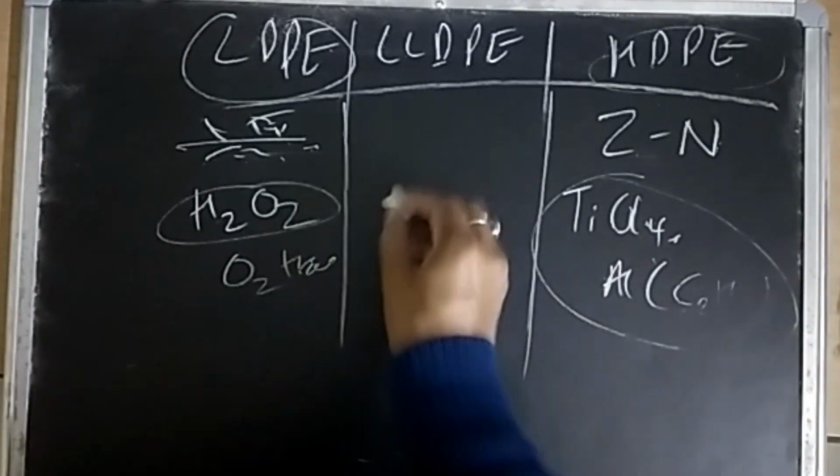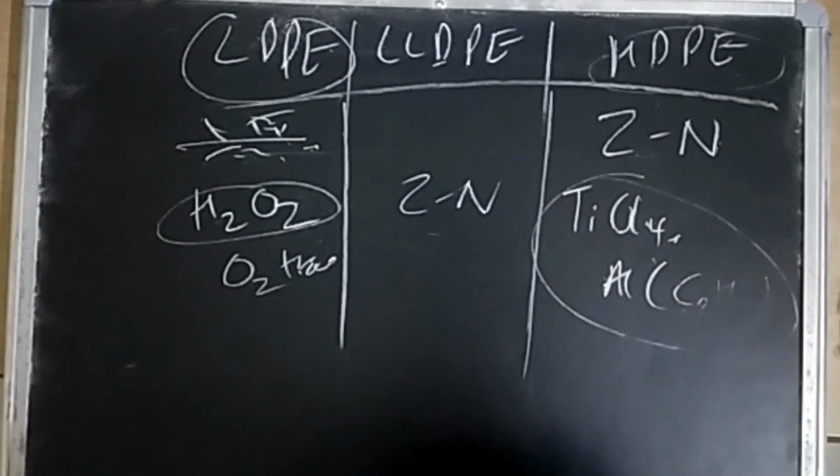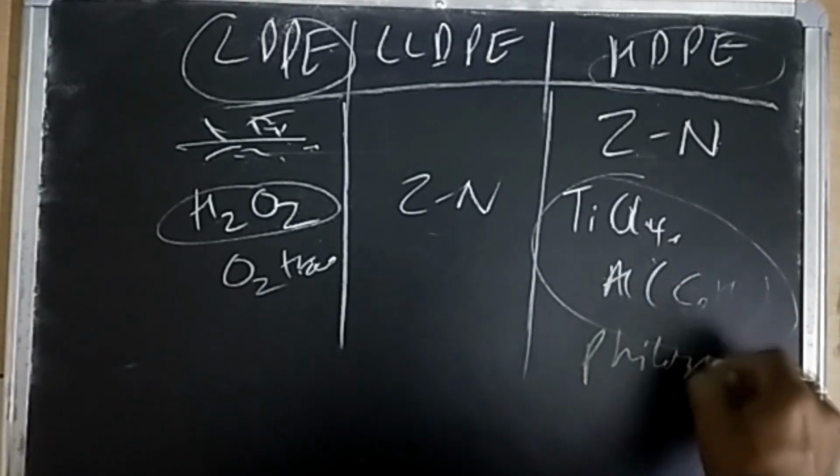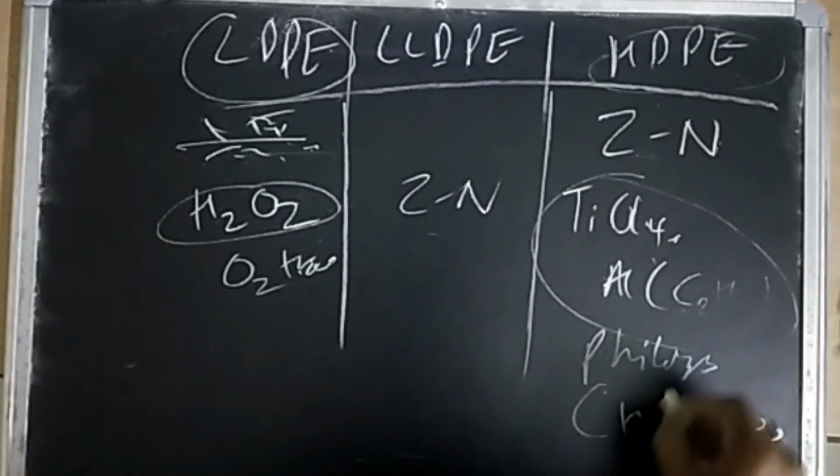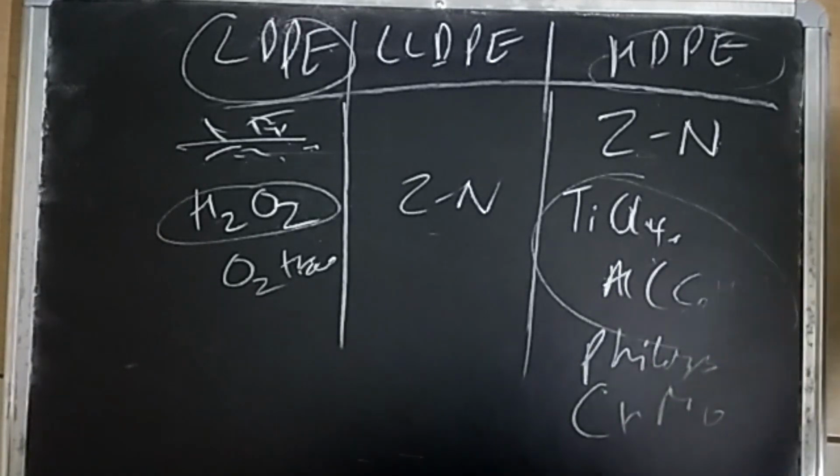Okay, or for LDPE also we use Ziegler-Natta. Here we can also use Phillips catalyst in some cases, and you can remember this as chromo, that is chromium and molybdenum, chromo oxides. Okay, now we move on one by one.